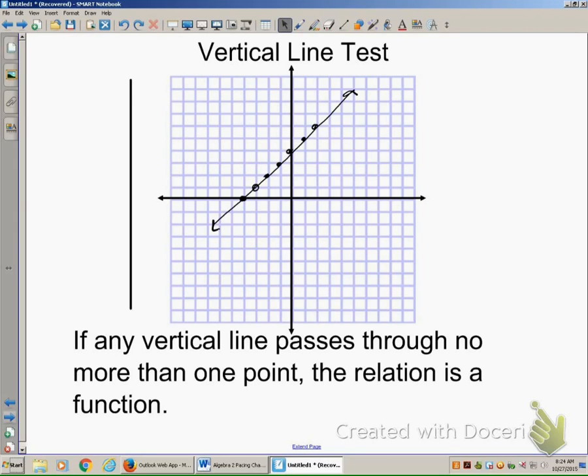It says if any vertical line passes through no more than 1 point, the relation is a function. So sliding this line along here, if it only passes through 1 point at a time, then it passes the vertical line test. Therefore, it is a function. So this relation here is a function.